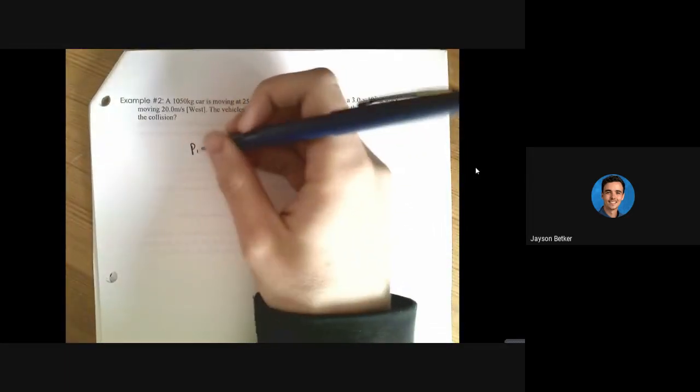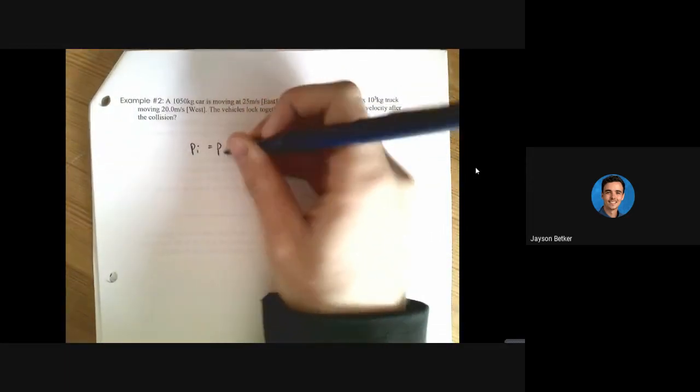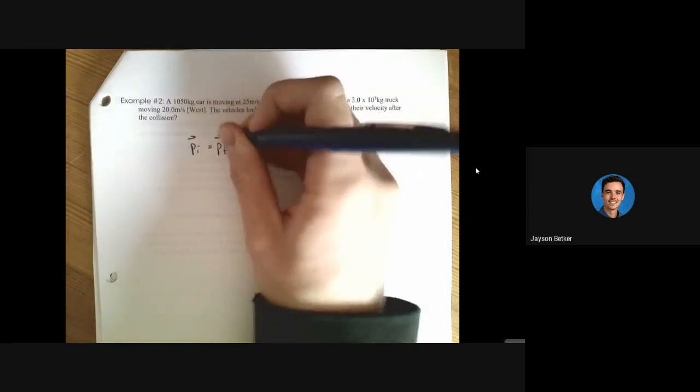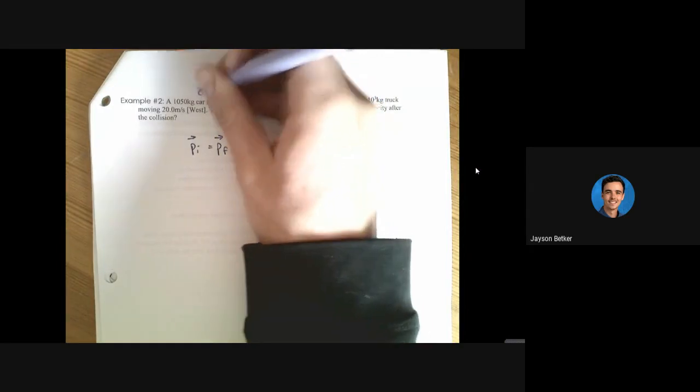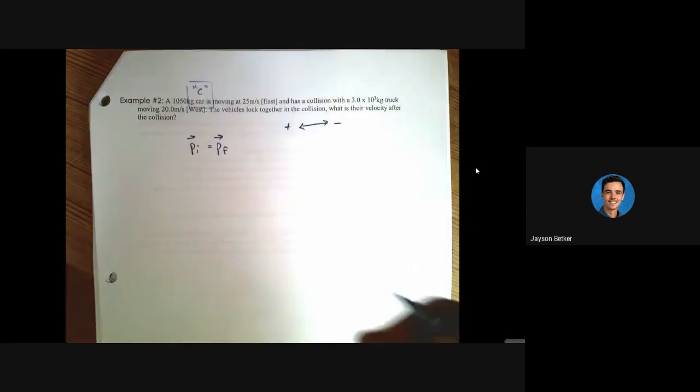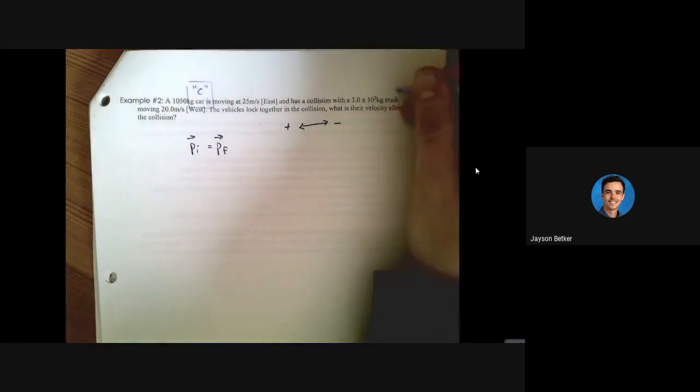So our total momentum before the collision is going to be equal to the total momentum after the collision. That is the key here for all of these problems. Let's come up with some subscripts here. The car we'll call C, and we will call the truck T.